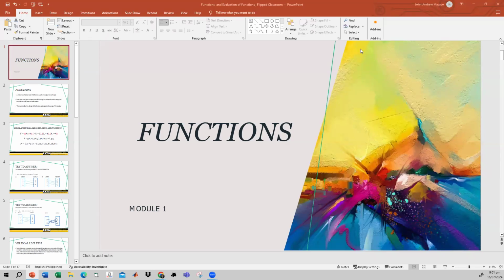Hi, good day, everyone. So, our topic for today is all about function. So, how do we define function?